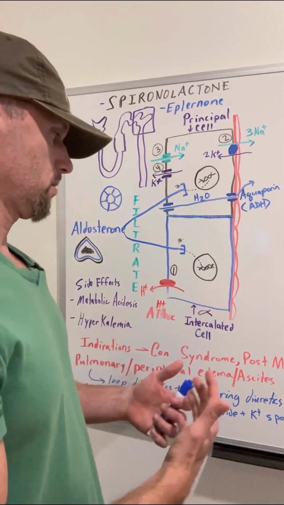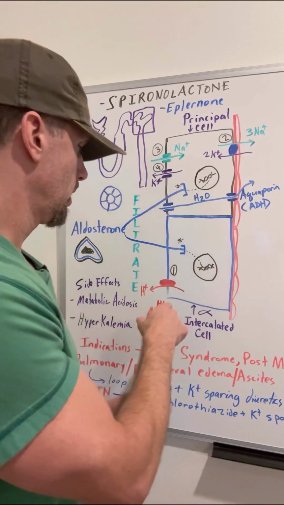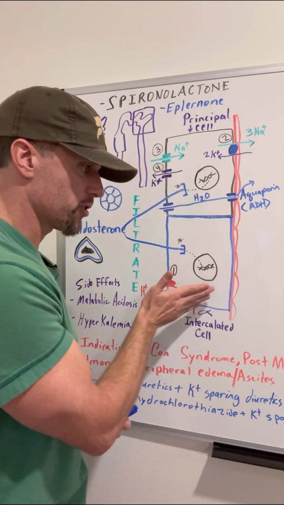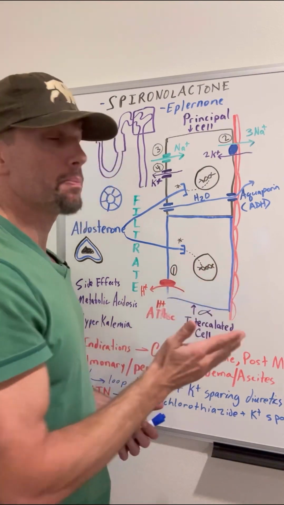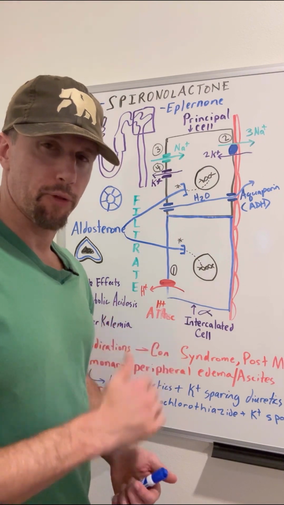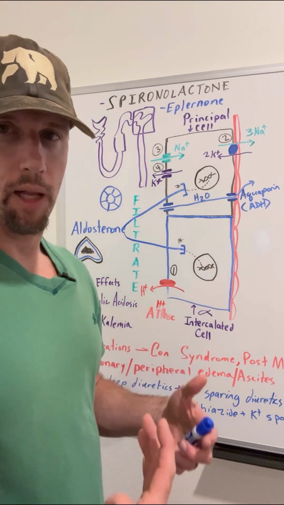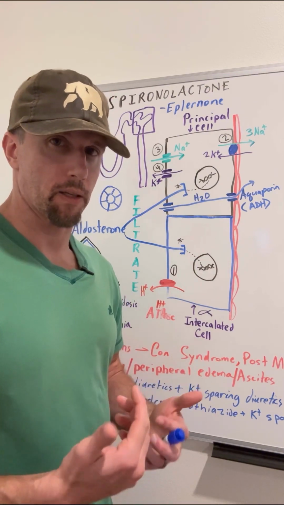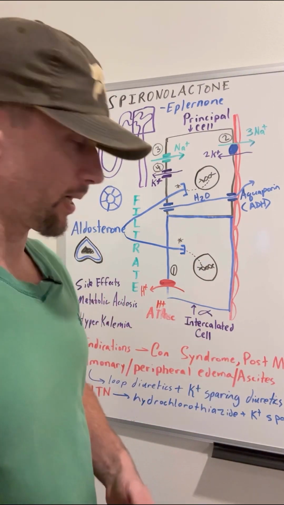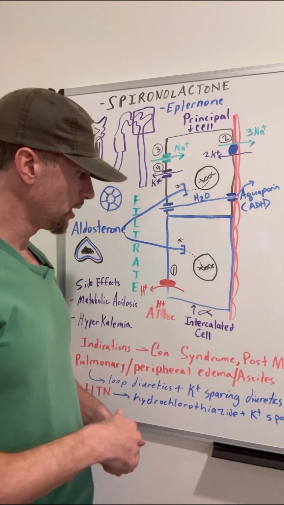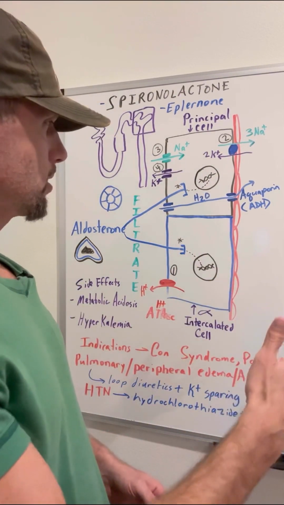or if we're blocking aldosterone and we don't have this being made, acid or protons are going to build up in the bloodstream, and that could lower our pH below 7.35, and then we would call it metabolic acidosis. And that's something you have to monitor when you have somebody on spironolactone or any potassium sparing diuretic that blocks aldosterone like eplerenone.